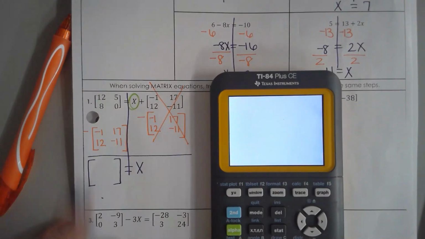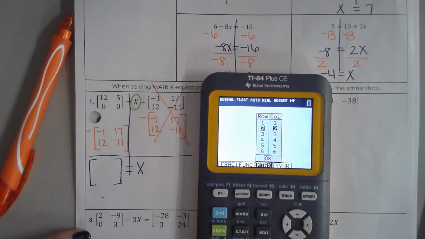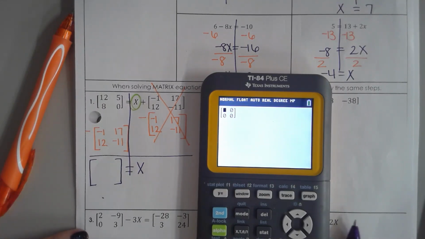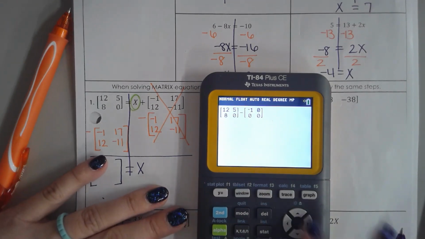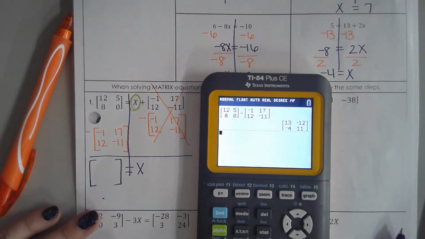Alright, so the one that I have on top is the one I'm going to type in first. If you don't type them in correctly, all of your signs will be flipped. So 12, 5, 8, 0 minus the negative 1, 17, 12, negative 11. And you hit enter.